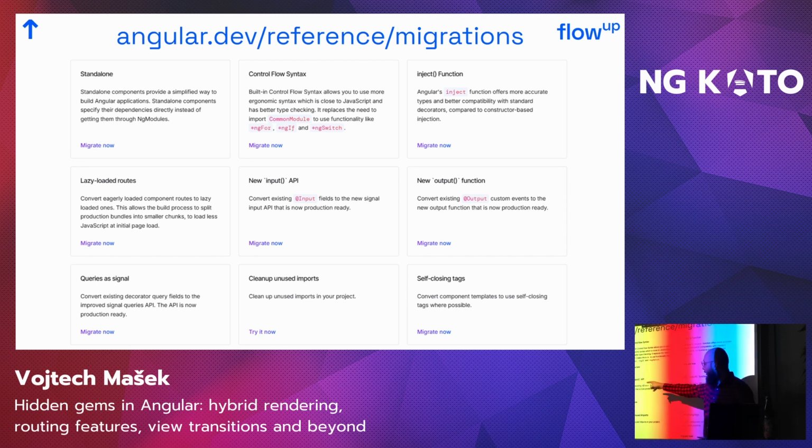Inject, output, input, lazy loaded routes. Also, does anyone have a project without lazy loaded routes? Like, every time you have a route, you have the load component and the import, you don't have the component and the actual component.